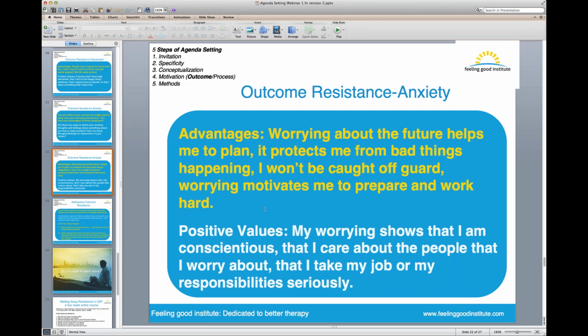The positive value, kind of what does your worrying show about you that's beautiful? It shows that you're conscientious, that you care deeply about the people that you worry about, that you take your job and your responsibilities seriously. So we did sort of a brainstorm so you'd understand what I even mean by kind of good reasons not to change, what these symptoms show about you that are really beautiful.